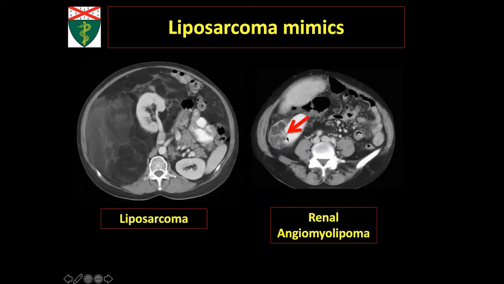You can see a claw sign and this little knuckle of tissue that's emanating from the kidney. And so these two are vastly different tumors that are treated differently. And so it's important to recognize and see whether it's coming from the kidney, in which case it's going to be an angiomyolipoma.